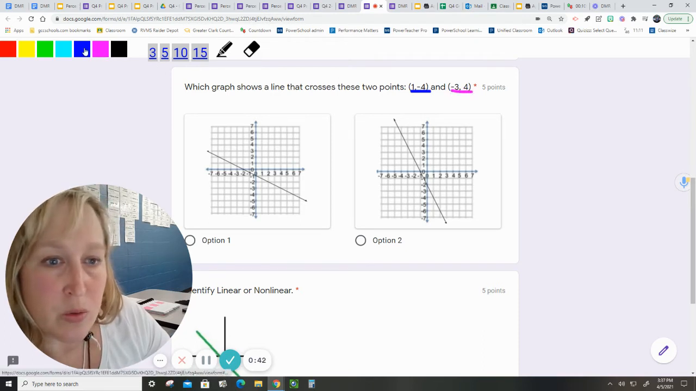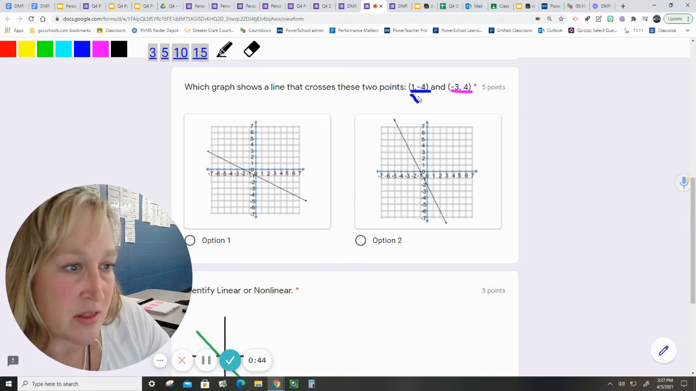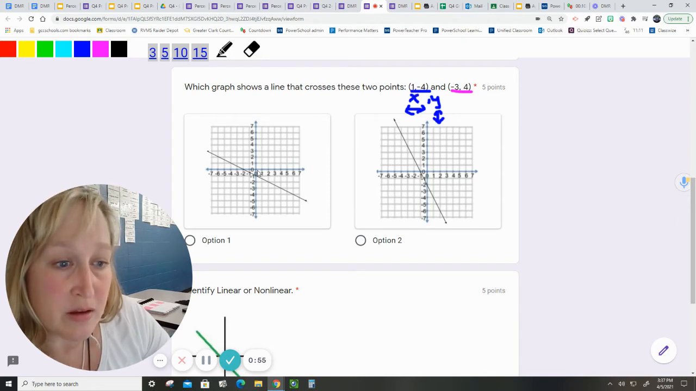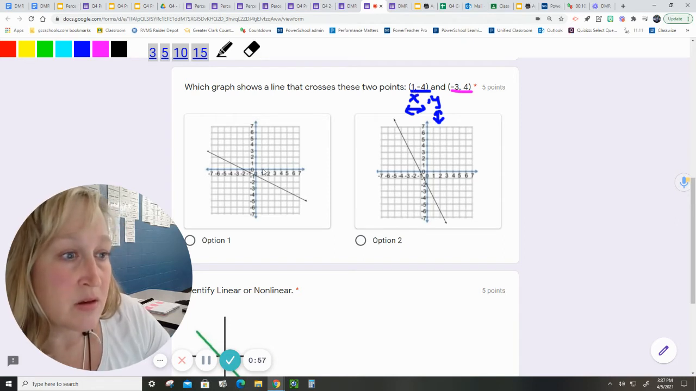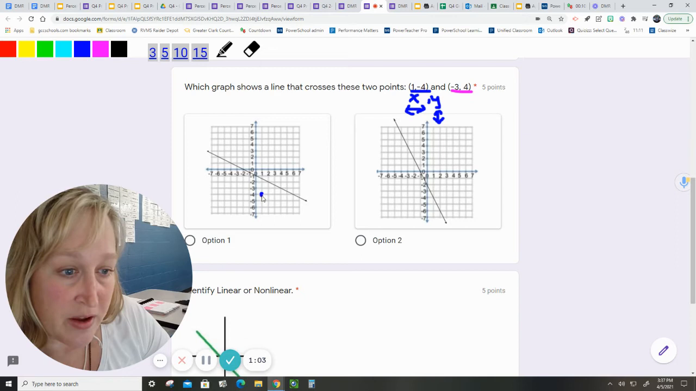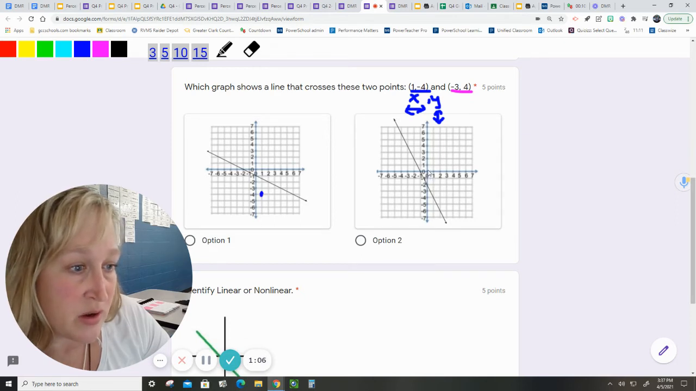So blue first. The X goes back and forth, and then the second number goes up and down. So I'm going to try to plot 1 over, up, and then to -4. Right there, there's a point. Let's try this one.